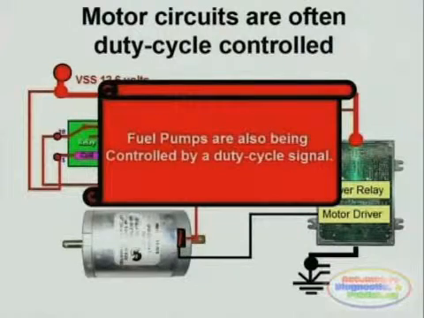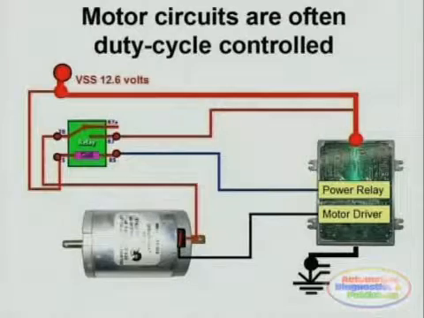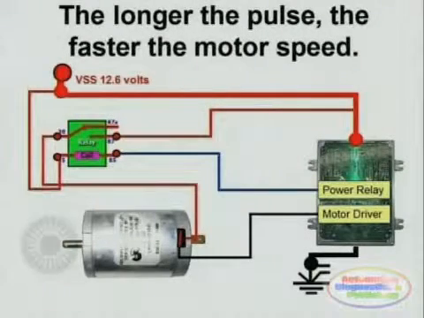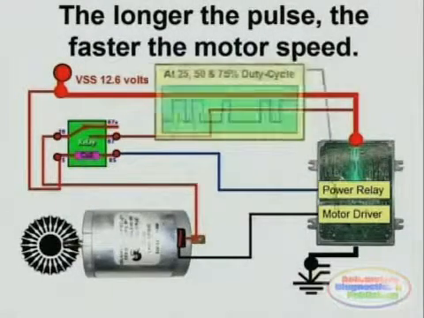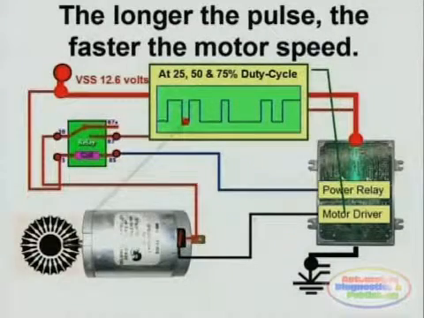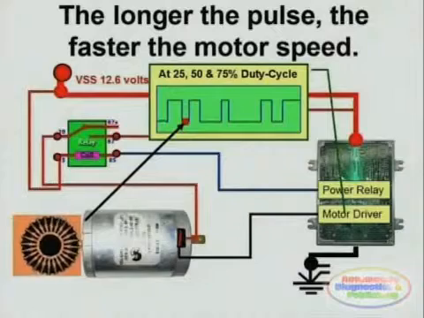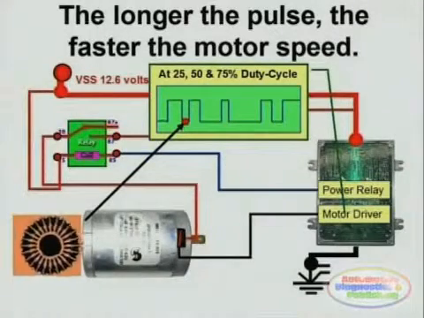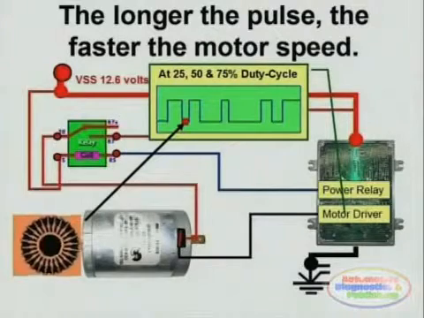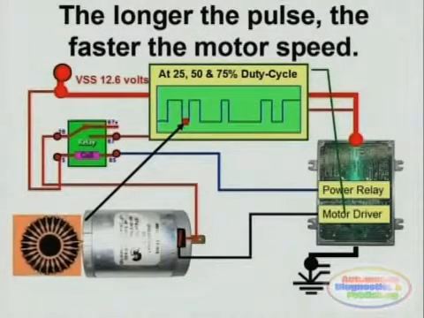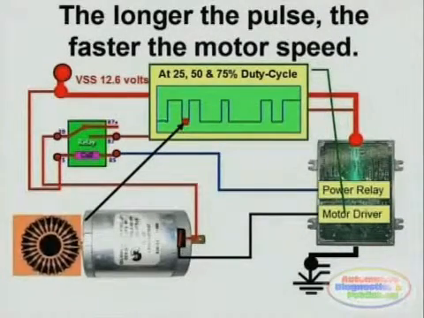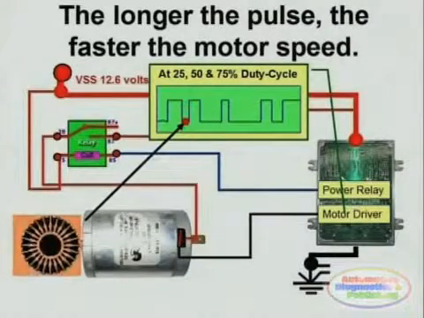Again, current flows from negative to positive, and depending on the pulse of the duty cycle signal, that is going to determine the speed of the motor. Here we see a very narrow or short pulse being applied to the fuel pump motor, making the fuel pump rotate very slowly. And this you would need, for example, during an idle condition.